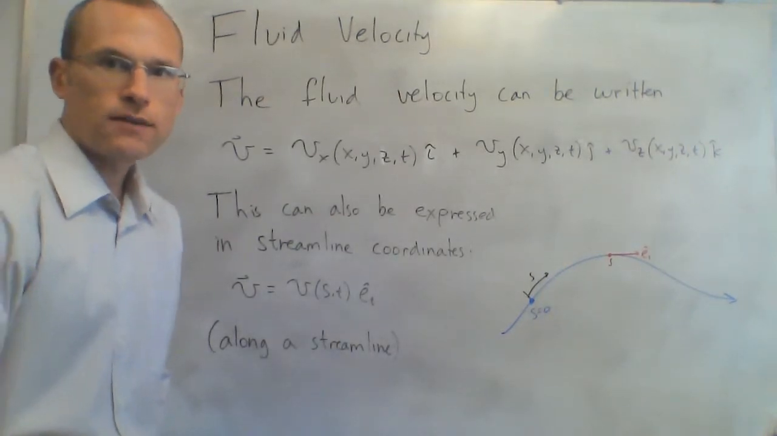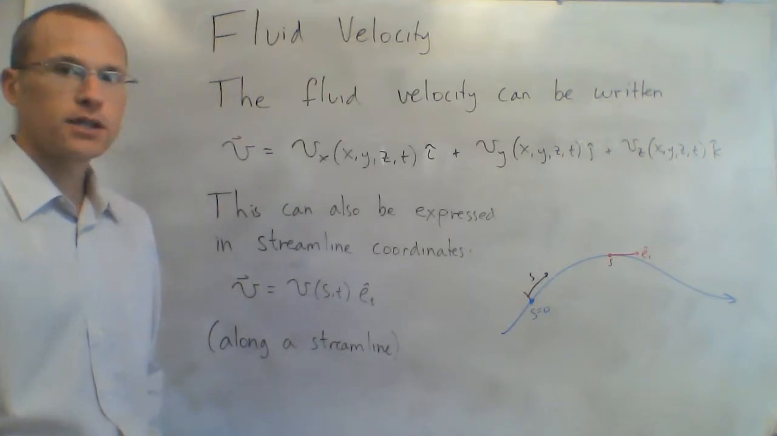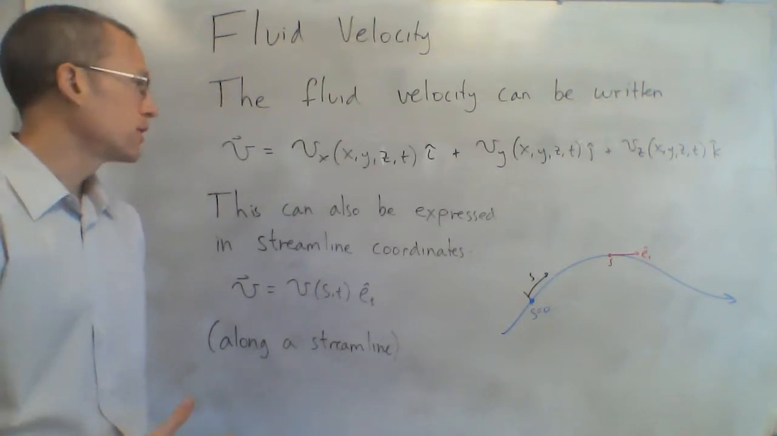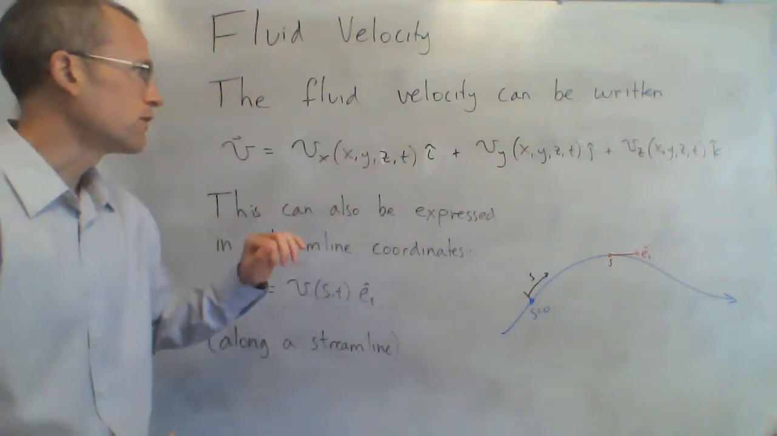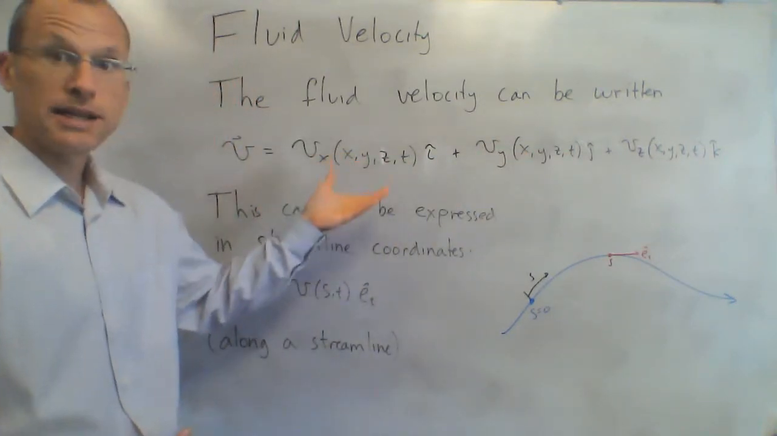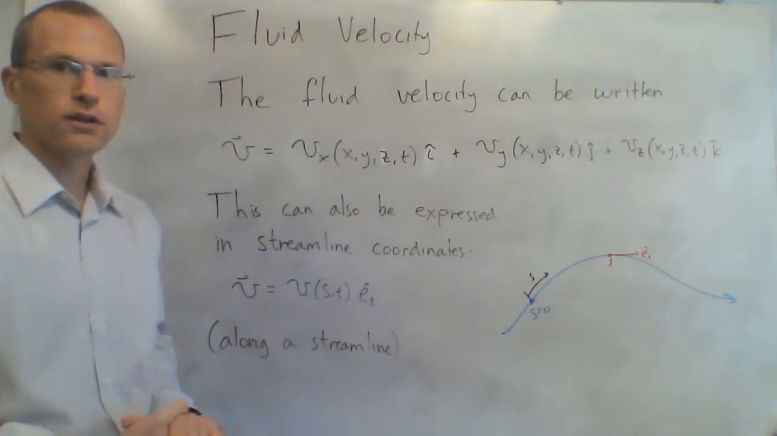So to begin to derive acceleration, we want to look back at fluid velocity. In the last video, we saw that fluid velocity generally has three components: an x velocity, a y velocity, and a z velocity. And those can be functions of x, y, z, and t, space and time, essentially. So in general, we have a fairly complicated version of velocity.